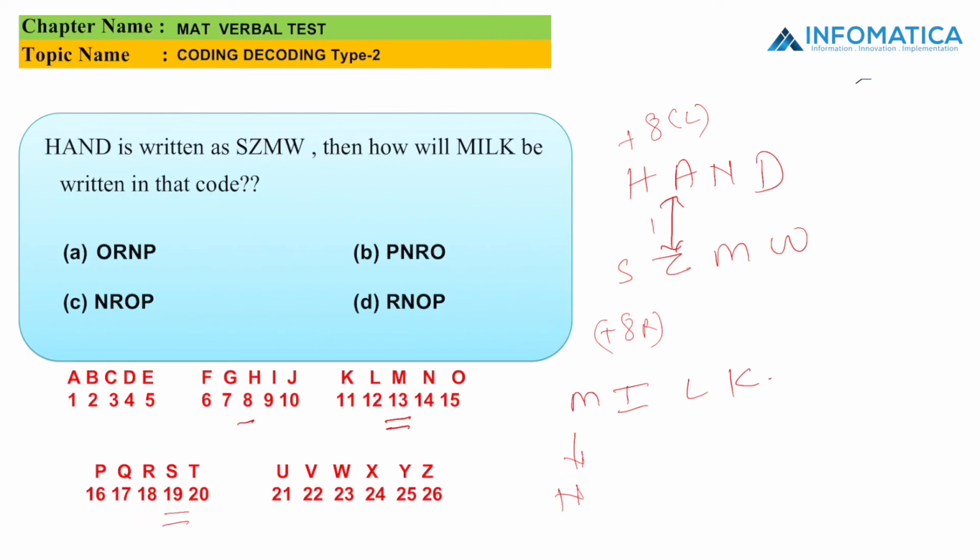Next, we go for I. I is on number 9. So corresponding to 9, if we go from the right hand side, we reach R. So similarly, if we go for all the options, we get the answer to be NROP. So the answer to this question is option C, which is NROP.